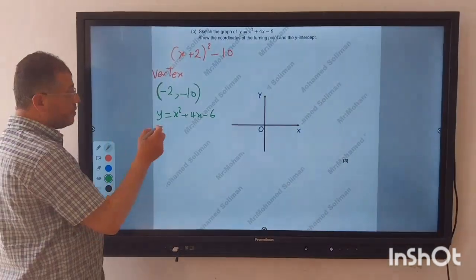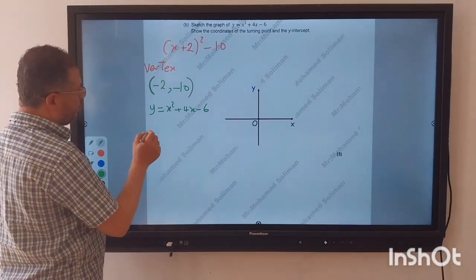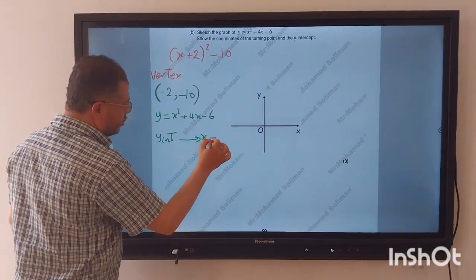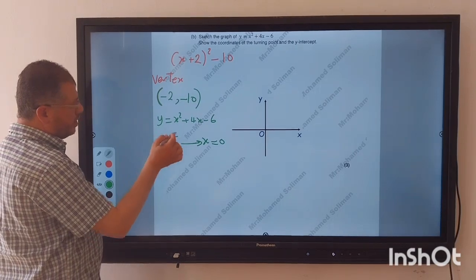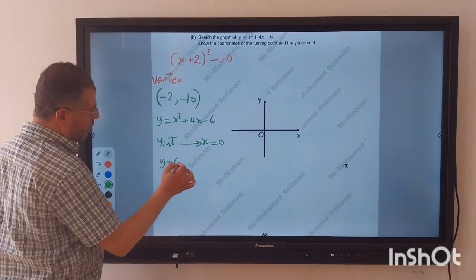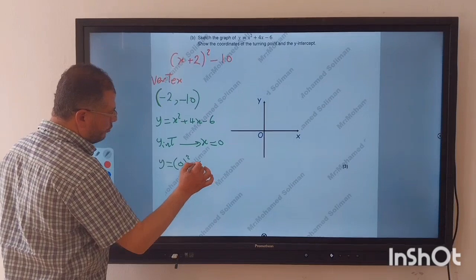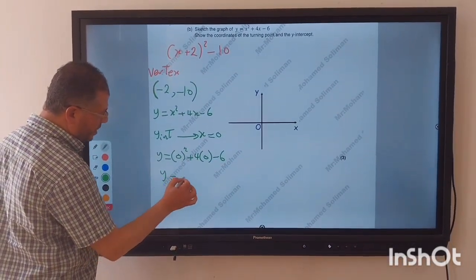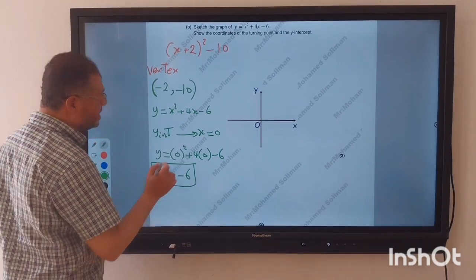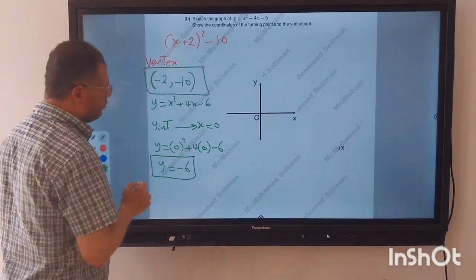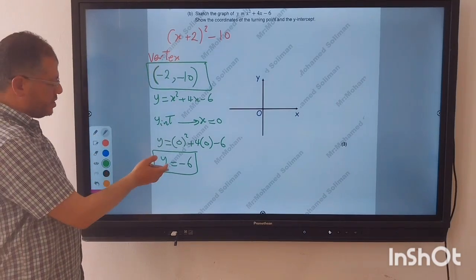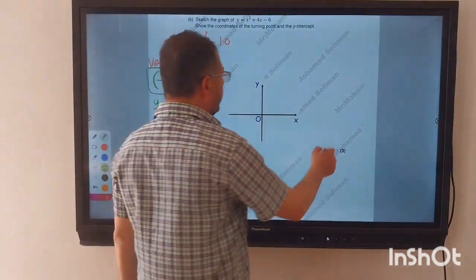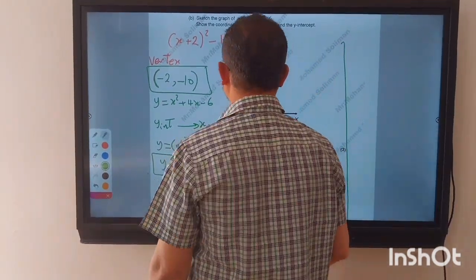Let's see. I want now the y-intercept. Y-intercept means x equals 0. So here, if you substitute x equal 0, 0² + 4 times 0 - 6, it means that the y-intercept will be negative 6. This is the second. So first one here, I said the vertex. Second step, we said the y-intercept. Let's see how I can recognize the x-intercepts.